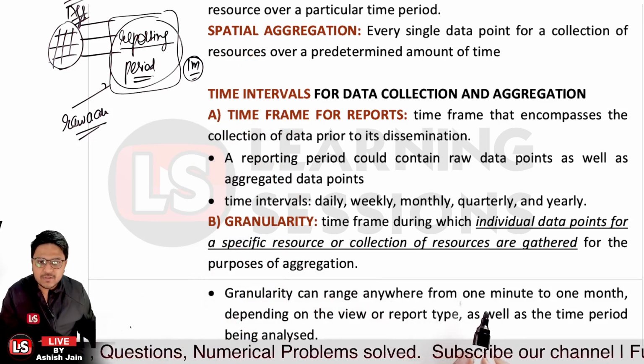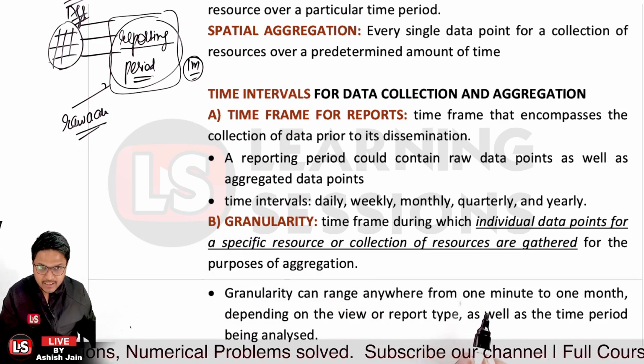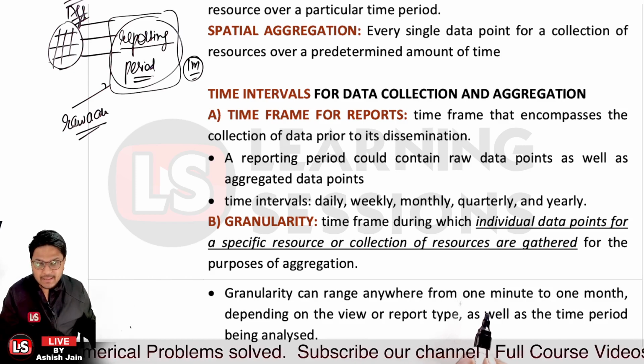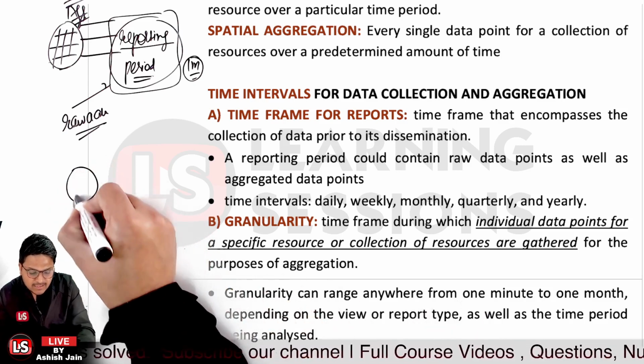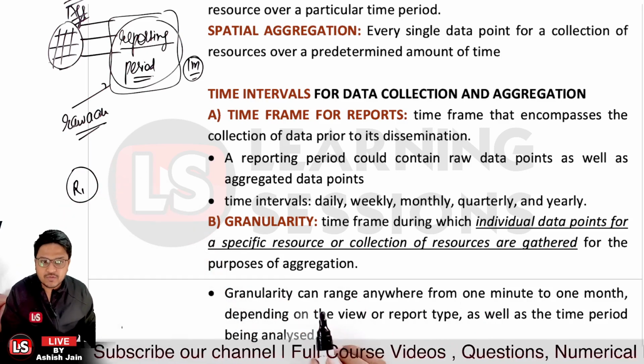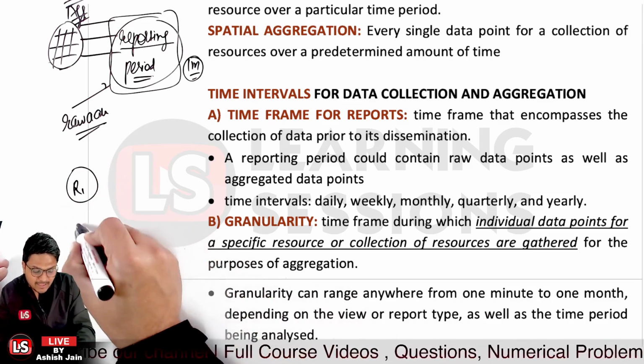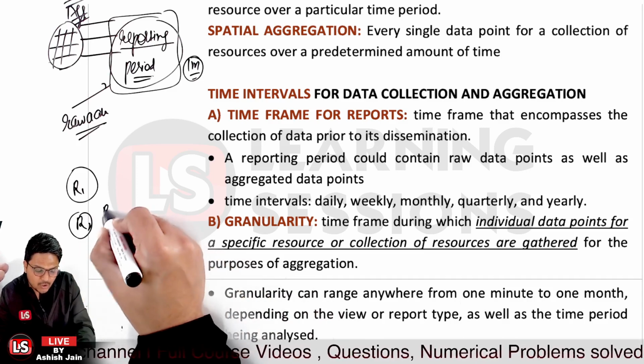And the other criterion is granularity. It basically means that you are going to get the data points from the same resource. Let's say we have a single or specific resource, or we have a collection of resources R1, R2, R3.